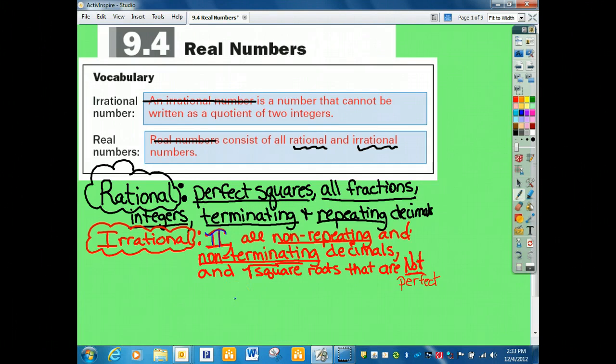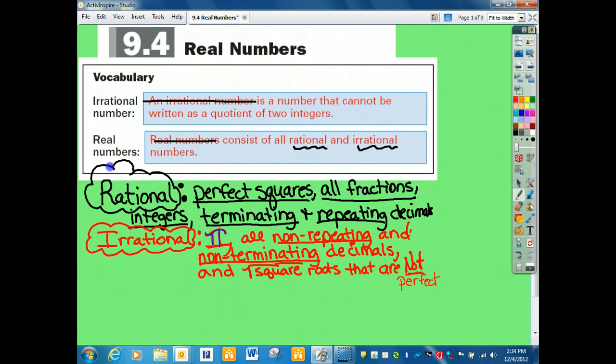9.4 rational and irrational numbers. So these are all considered real numbers. On your vocab, an irrational number is a number that cannot be written as a quotient of two integers. So basically, it can't be written as a fraction. Excellent. Real numbers consist of all rational and irrational numbers.